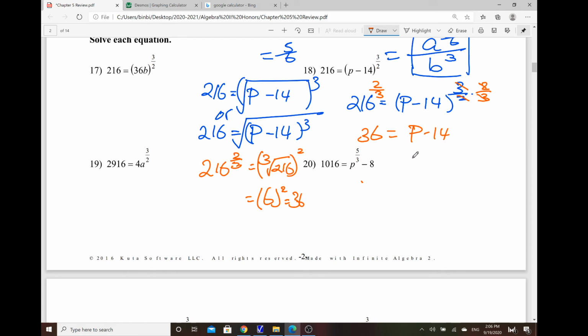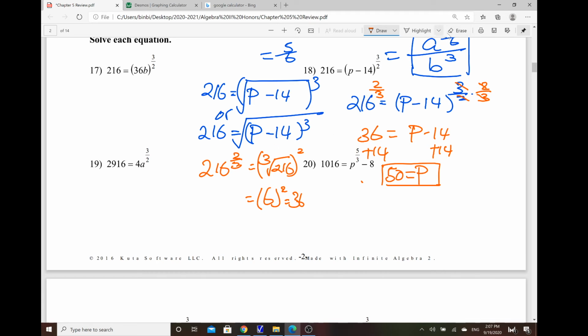And then solve for p. So add 14 to both sides. So that means p equals 50. Another thing you can always do, whatever solution you find, you can always plug the number back into the original equation. So 50 minus 14 would give you 36. And then the square root of 36, which is 6, to the power of 3, is 216.